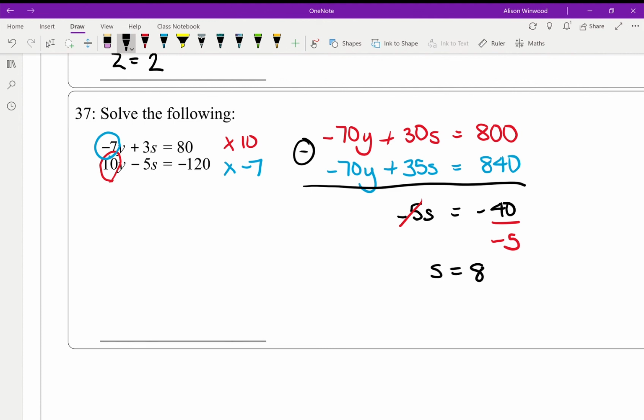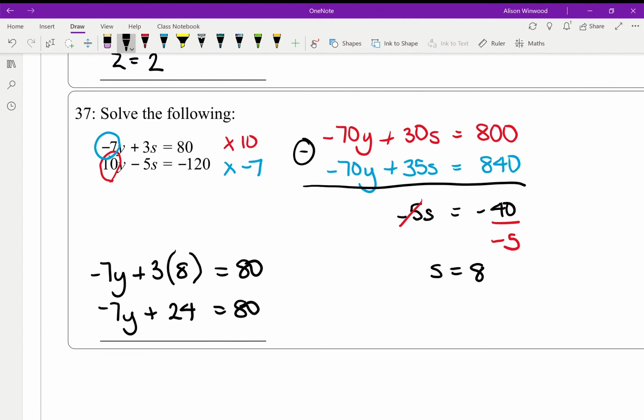Once I know that s equals 8, I can go back to the first equation and swap the s for an 8. Opposite of add is subtract. Opposite of multiply is divide. So I get y equals -8.